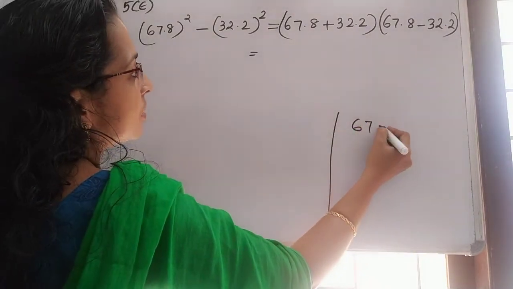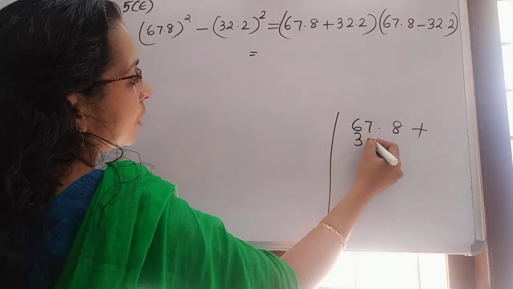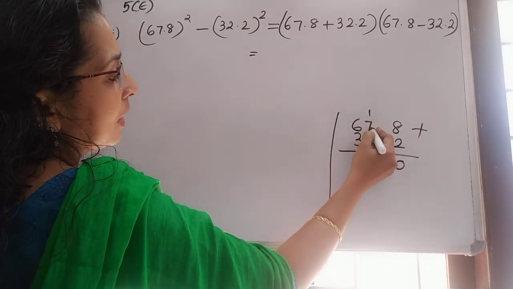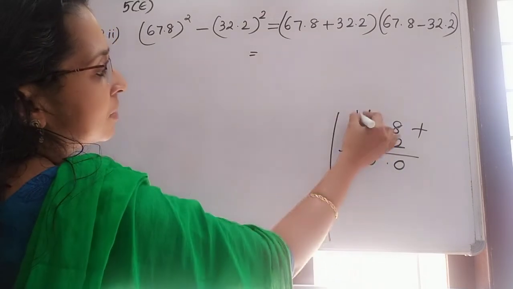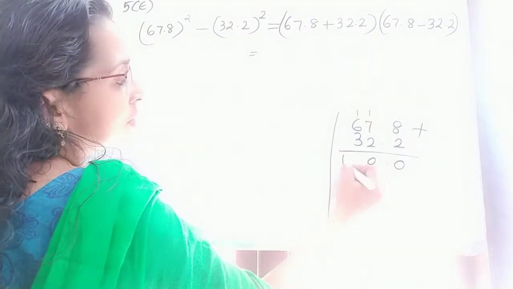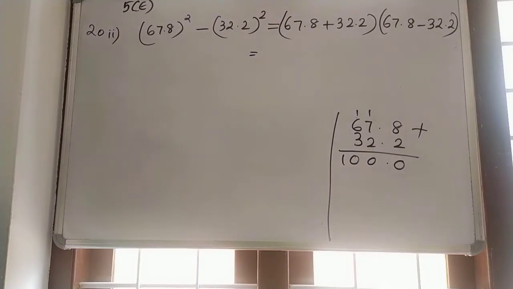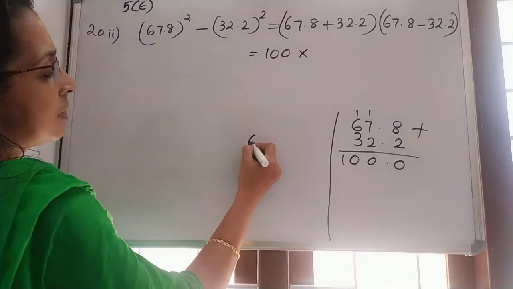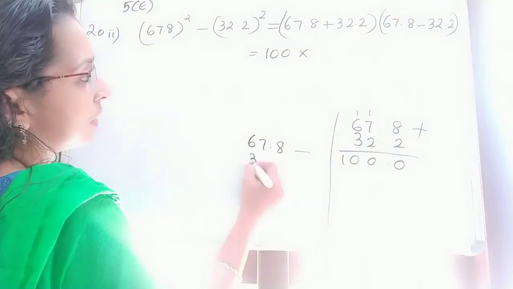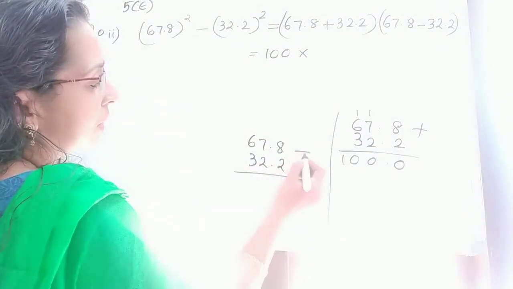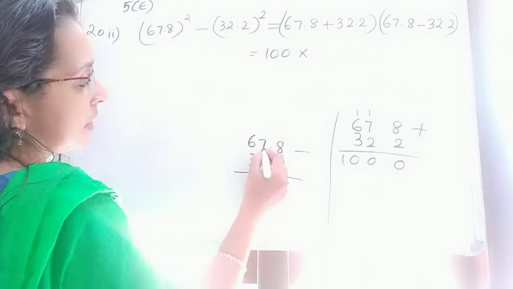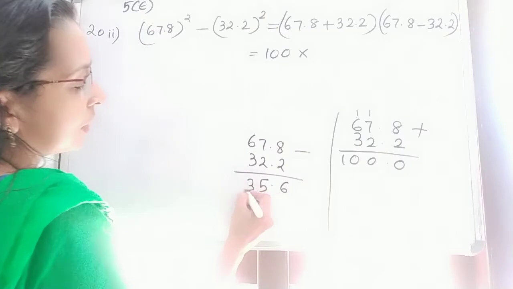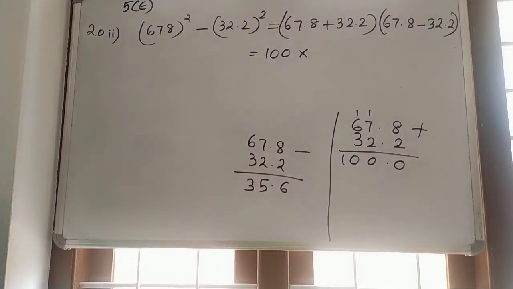Don't make mistake. 67.8 plus 32.2. 0. Balance 1. 8 plus 2, 10. 0. Again balance 1. 6 plus 4 is 10. Okay. So 100. 100 into, what about 67.8 minus 32.2? 8 minus 2 is 6. 7 minus 2, 5. 6 minus 3, 3. 35.6.